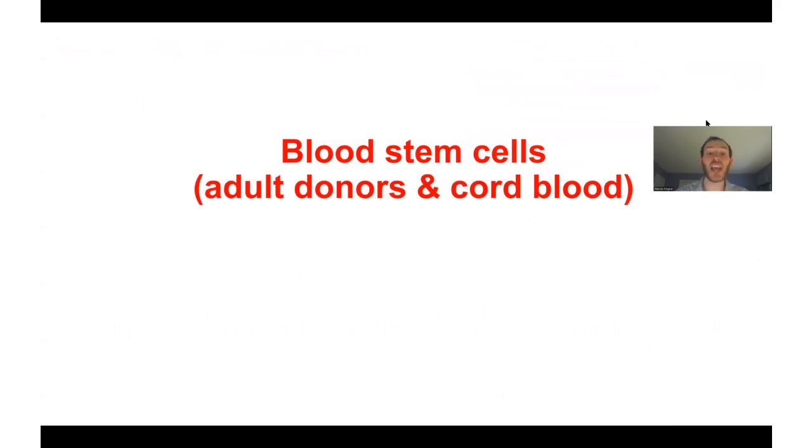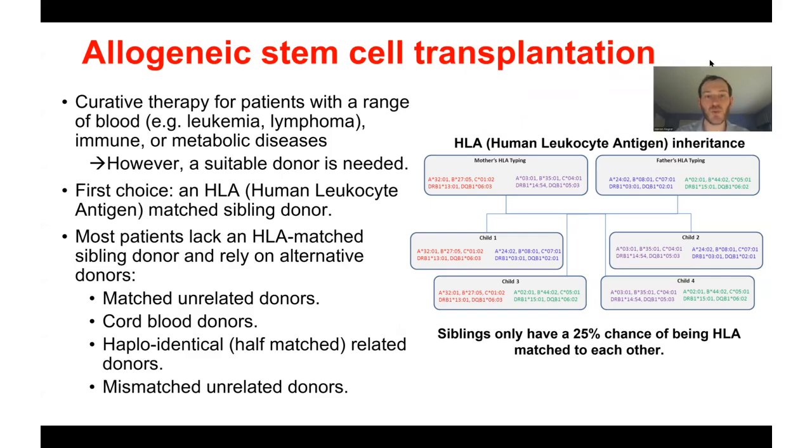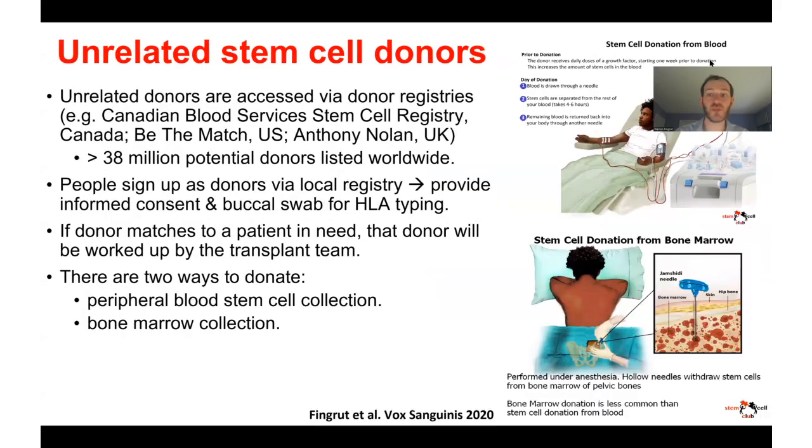I'm going to switch gears now and talk about blood stem cells, adult donors and cord blood. I'll start by introducing that allogeneic stem cell transplantation is a curative therapy for patients with a range of blood diseases, leukemia, lymphoma, or other immune or metabolic diseases, but a suitable donor is needed. The first choice donor is a fully matched, or HLA matched (human leukocyte antigen matched), sibling donor. But the majority of patients, over 75%, actually lack an HLA matched sibling donor and rely on alternative donors, which include fully matched unrelated donors, cord blood donors, haploidentical or half-matched related donors, and mismatched unrelated donors. So I'll go through these one by one.